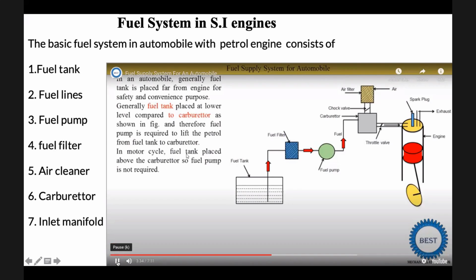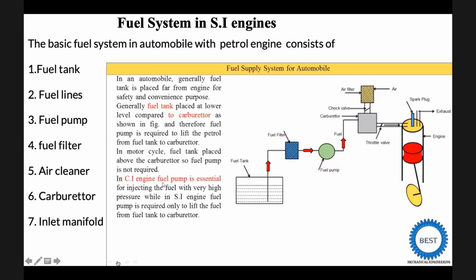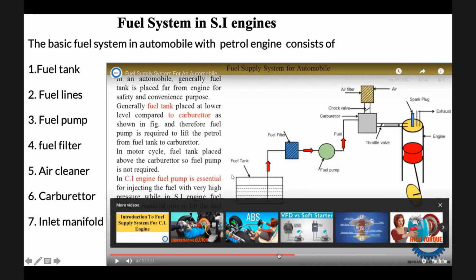In a two-wheeler or in our bike, the fuel tank is placed above the carburetor, so the fuel pump is not required. So in our bike, no fuel pump is used because the tank is at an upper level and the carburetor is below the tank. In a CI engine, means compression ignition engine or diesel engine, the fuel pump is essential. Means in an SI engine, means petrol engine, the fuel pump is not compulsory. It depends on the location of the fuel tank. But in the CI engine, the fuel pump is compulsory.